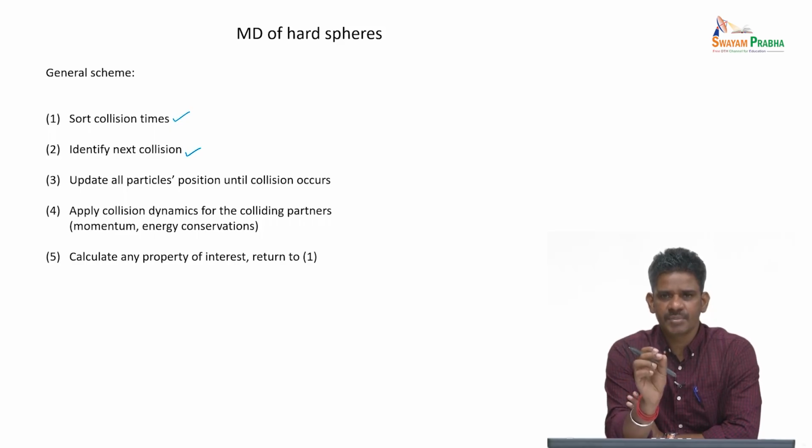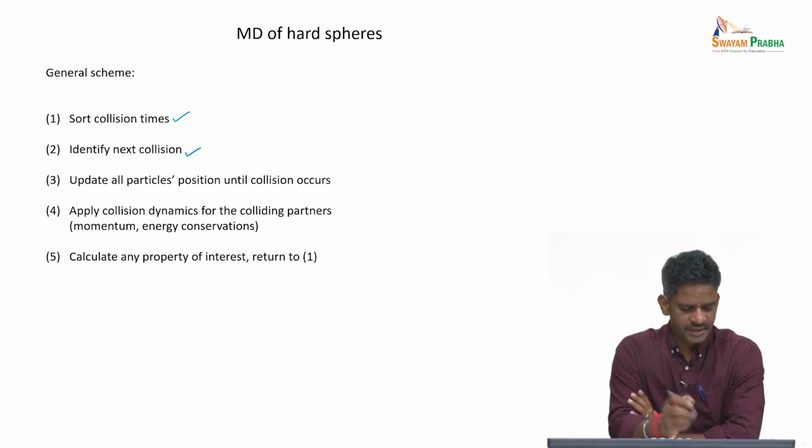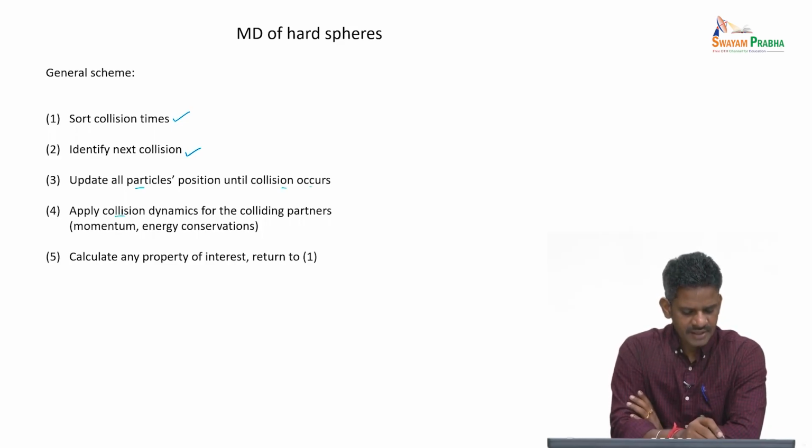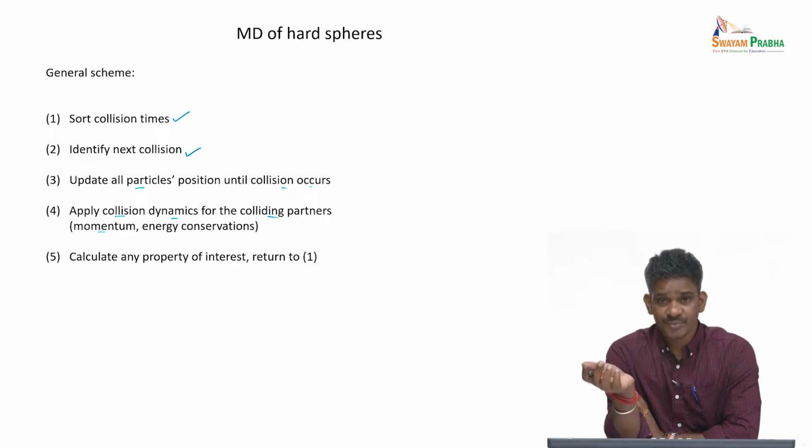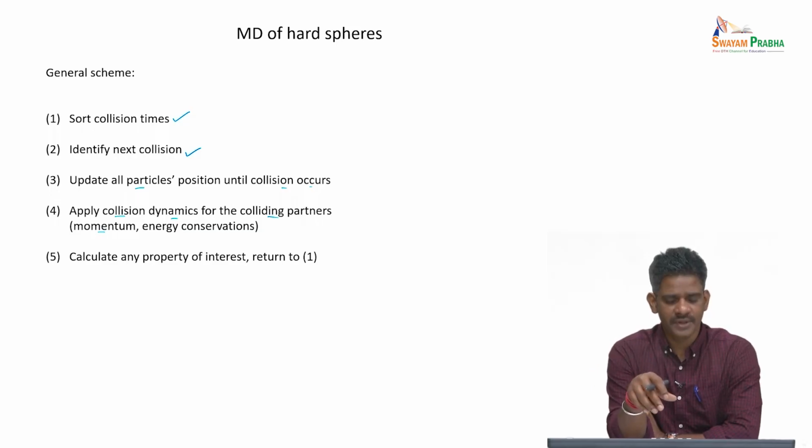That means whichever pair has the least amount of colliding time, you take those two particles, and then we update particle positions until the collision occurs, and then we apply the collision dynamics for the colliding partners. This means ensuring conservation of energy and momentum, and then you can calculate certain properties, for example, the radial distribution function or any other property of the system. If you want to measure, you can measure at that particular time, and then you update the next collision partner.